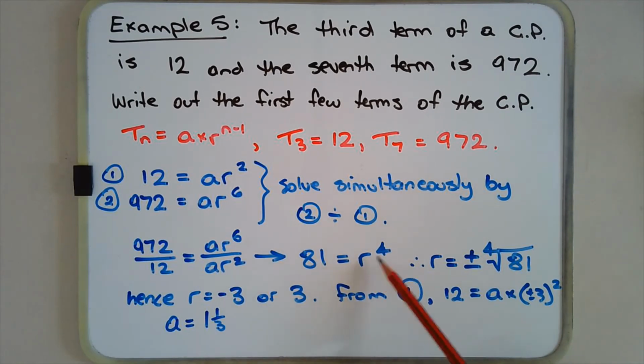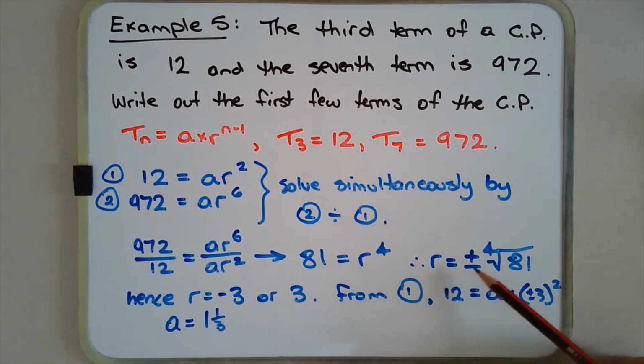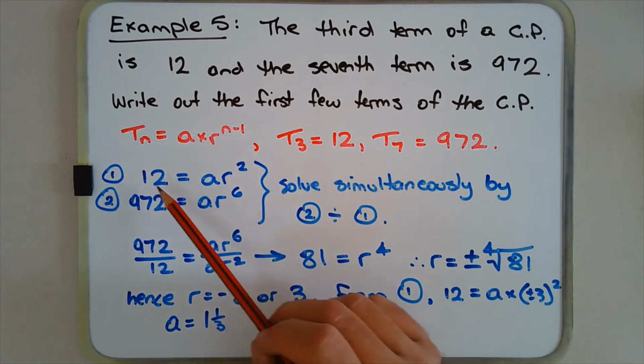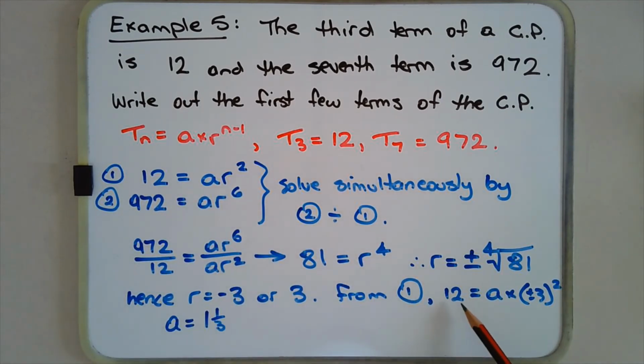Now because the index of r is an even number, we're going to have a positive and a negative value for r, the two possibilities. So r is equal to plus or minus the fourth root of 81. That's the square root of the square root of 81. And we need to consider both cases. So hence r equals negative 3 or positive 3. Now with either one of those two values for r, if you use say equation number 1 to determine the value of a, we have 12 equals a multiplied by plus or minus 3. It doesn't really matter. You're going to square it. It's going to become positive anyway. And we end up with a equals 1 1/3.